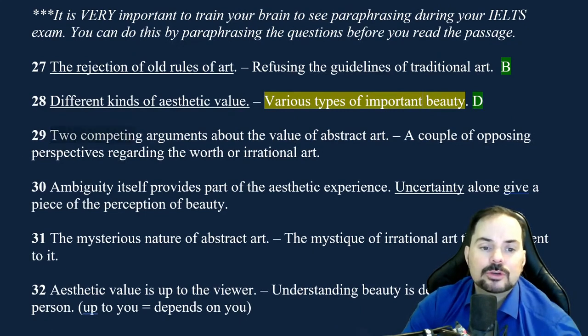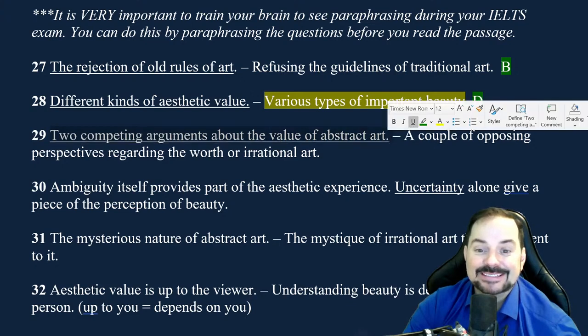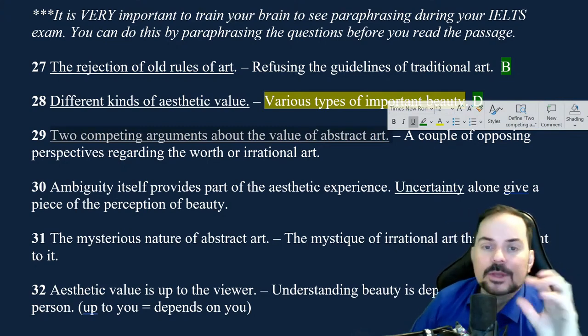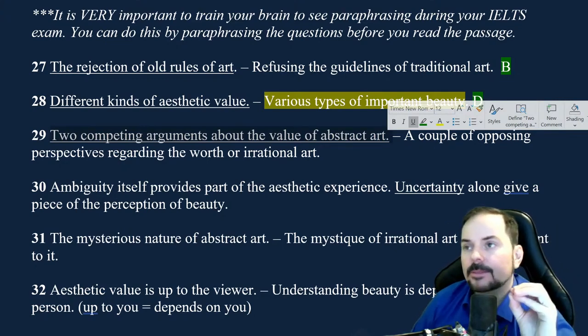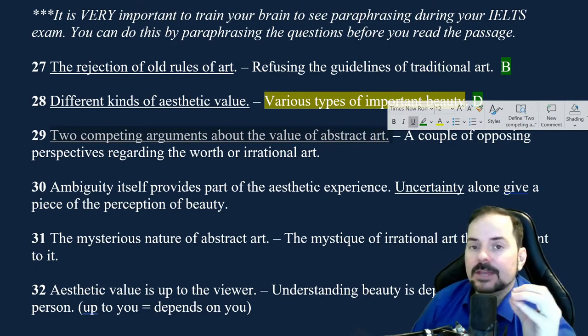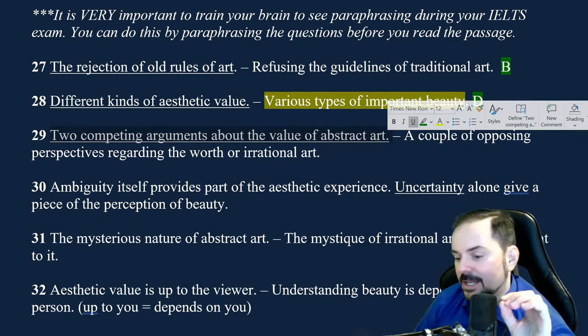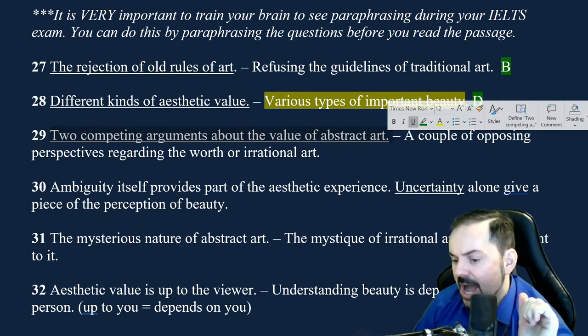27. Two competing arguments about the value of abstract art. Everybody should get this, and it should be fast. So when you have the correct strategies, the benefit is you're getting the answers quickly, you're confident about your answers, and you're not stressing. Igrim says, that was A.